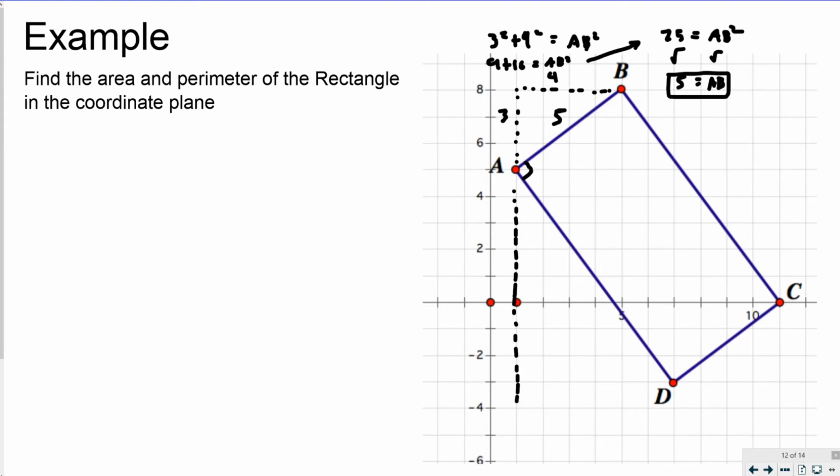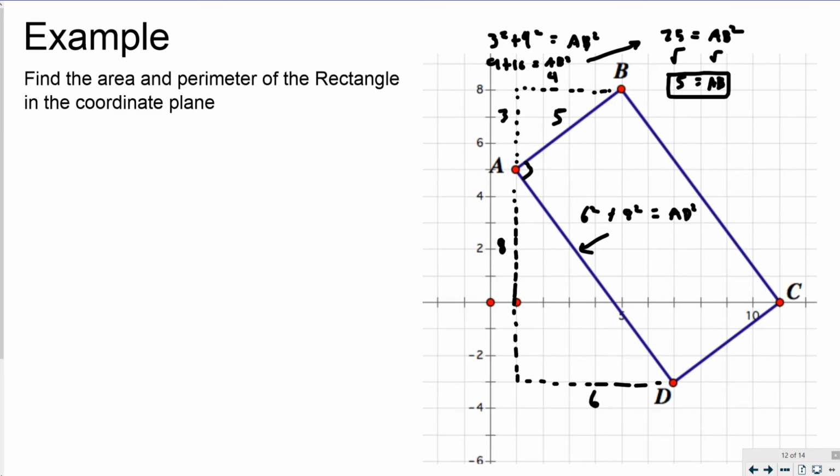I want a little pass where D goes to. And then I'm going to go over. So I'm going to count squares: 1, 2, 3, 4, 5, 6, 7, 8. So this has a height of 8 and a length of 6 this way. So to calculate AD, it's going to be 6 squared plus 8 squared equals AD squared.